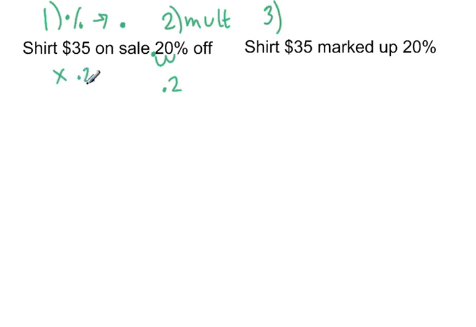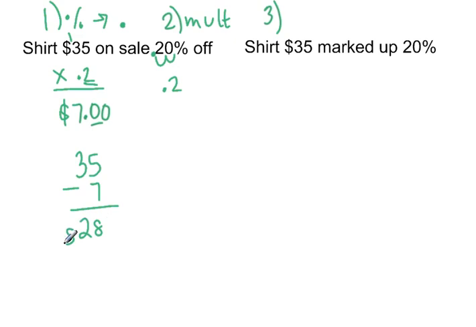35 times 0.2, 2 times 5 is 10. 6 and 1 is 7, and I put my decimal in right here. So this shirt is on sale for 20% off. That means I'm going to be saving $7. So 35 take away 7. This shirt now costs $28.